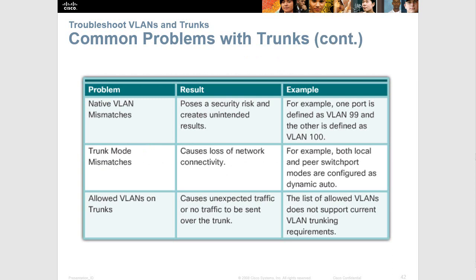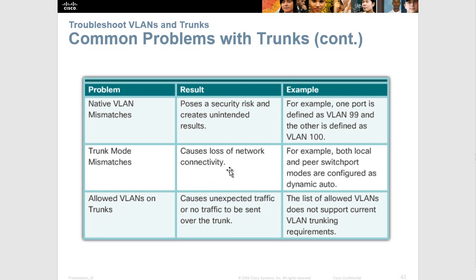So more problems with trunks. If you don't have a VLAN match, you have a mismatch. There can be a security risk because traffic can now potentially get across your trunk that's unintended to. You're also going to have error messages sent very frequently if you are configuring the switch, so it's going to get very annoying very quickly. If you have trunk mode mismatches, if you have one end as a switch port and an access port and one end as a trunk port, that can give you problems.